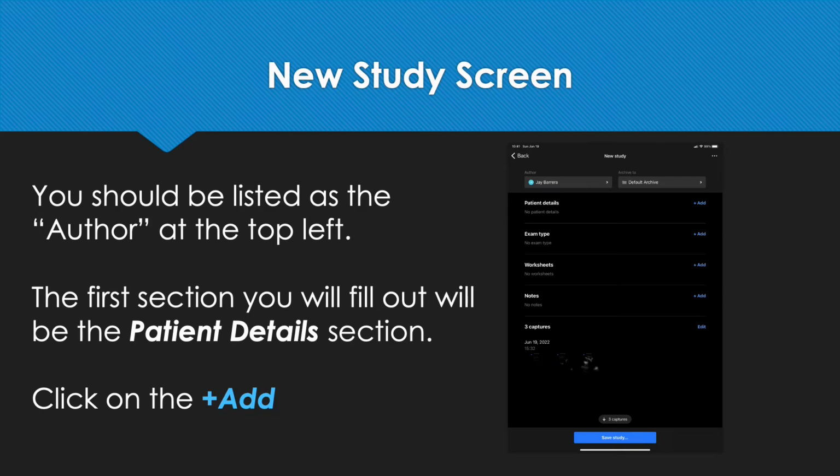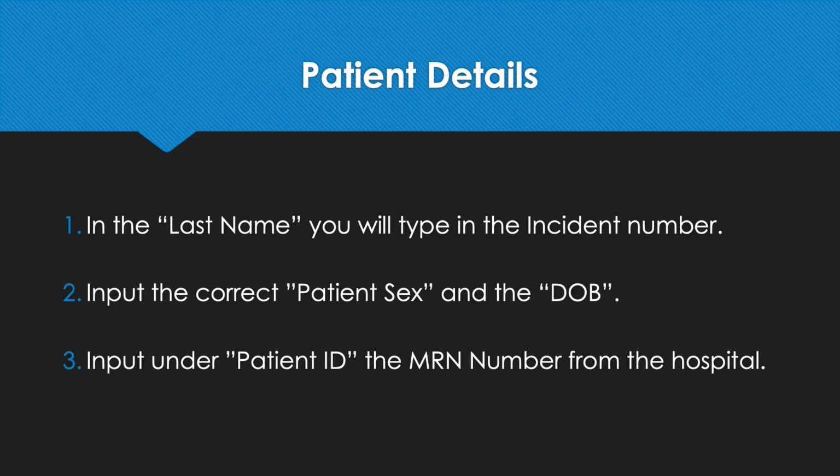The first section you'll fill out will be the patient details section. So you're going to click on that plus add button there. In the last name, we're going to put the incident number. We don't want to put any identifying patient information in this since it's kind of going out. Even though the docs are definitely very aware of HIPAA, we just want to make sure that we keep as much information confidential as we can.